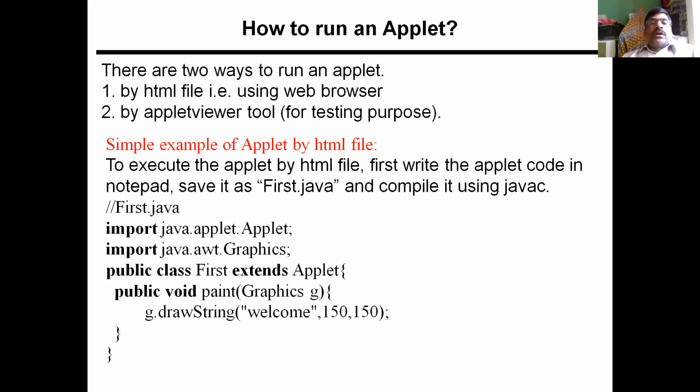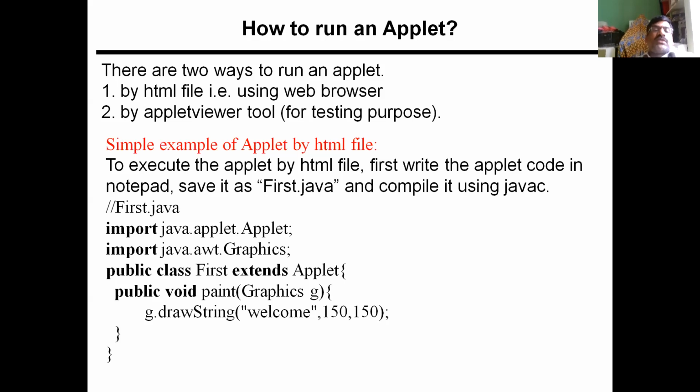Now coming to how to run an applet code. There are two different methods to run an applet code. The first method is by using an HTML file, that is, using a web browser, and the second method is by using the applet viewer tool. Generally, the applet viewer tool is used for testing purposes only.